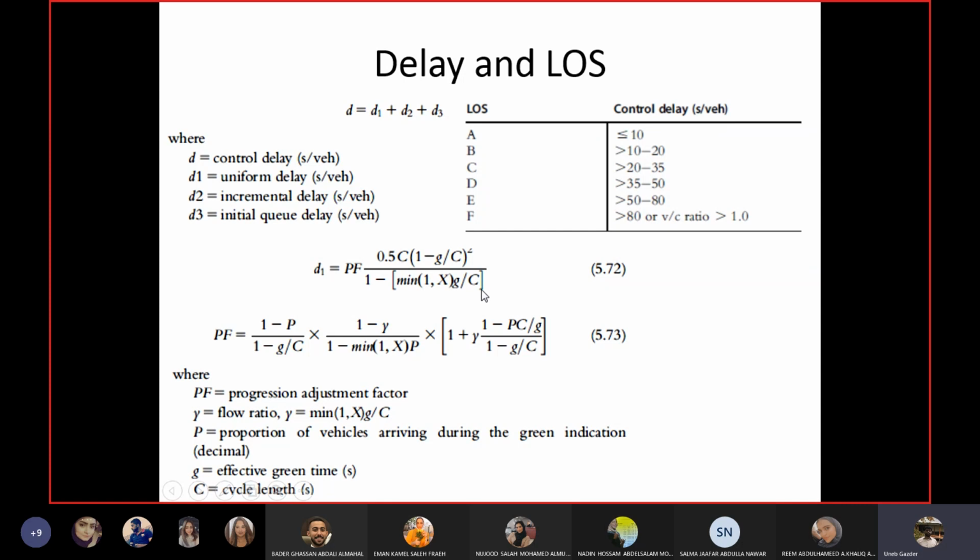So G by C ratio, that's simply G by C. Then for the progression adjustment factor, we have this long equation. P is the proportion of vehicles arriving during green time, which we already calculated. G by C ratio, and we have gamma here. Gamma is what they call the flow ratio, and gamma is given as this bracket basically. So there is no new term here, right? PC upon G, and that's it. So you calculate the progression adjustment factor, then the control delay.